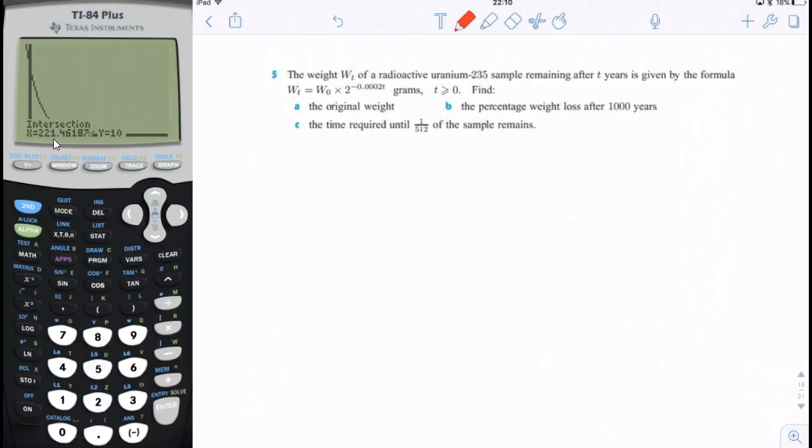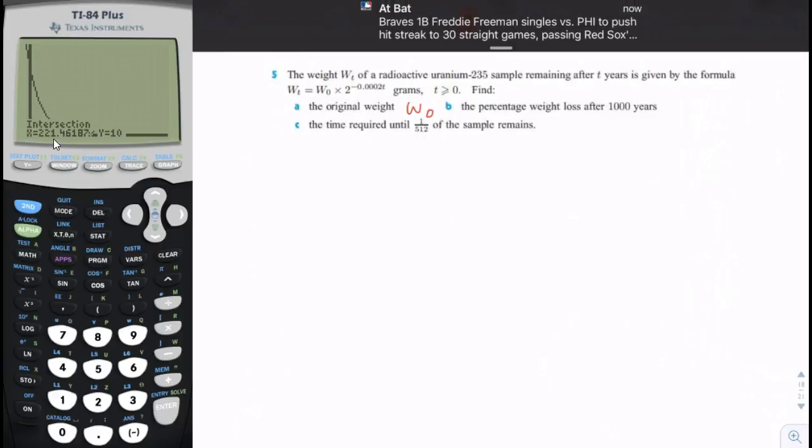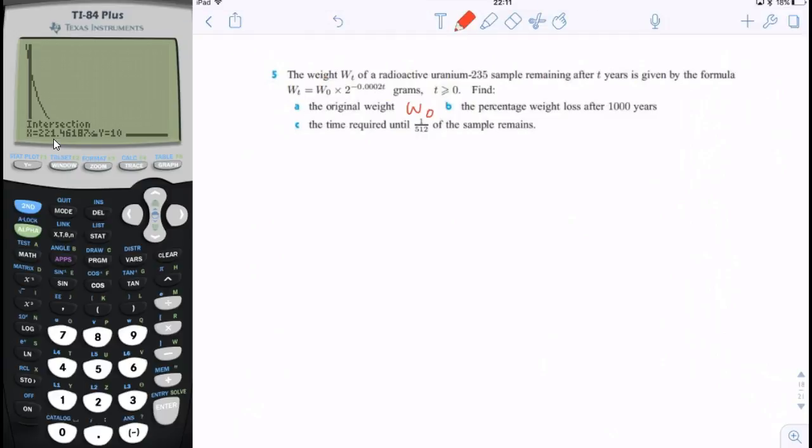Okay? All right, let's go down to number 5. Again, with radioactive decay. We have a uranium-235 sample remaining after T years given by the formula, and then it gives us this formula. Find the original weight. Remember the original weight is always the multiplier here, so I'm going to put W0. And the percentage weight loss after 1,000 years.